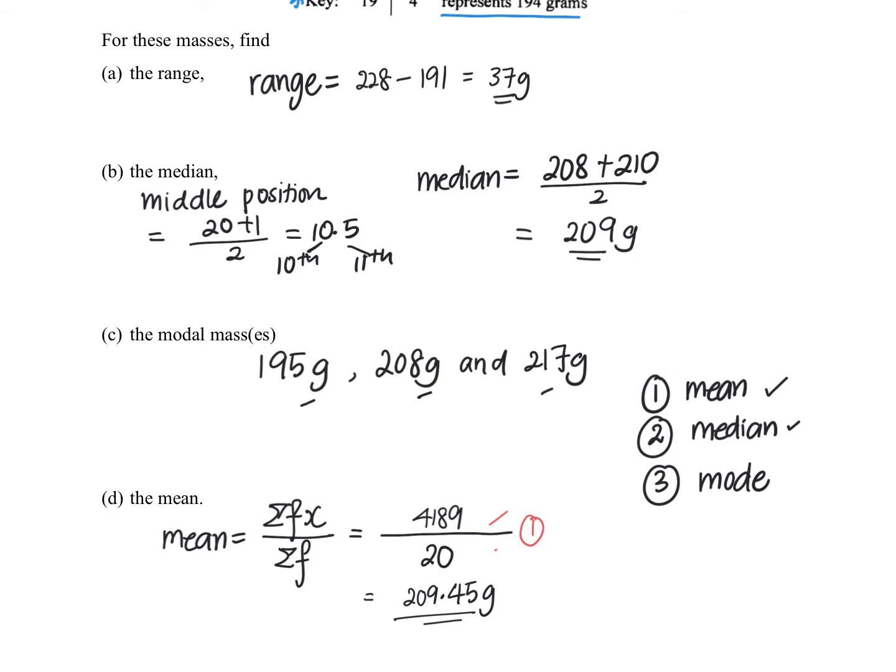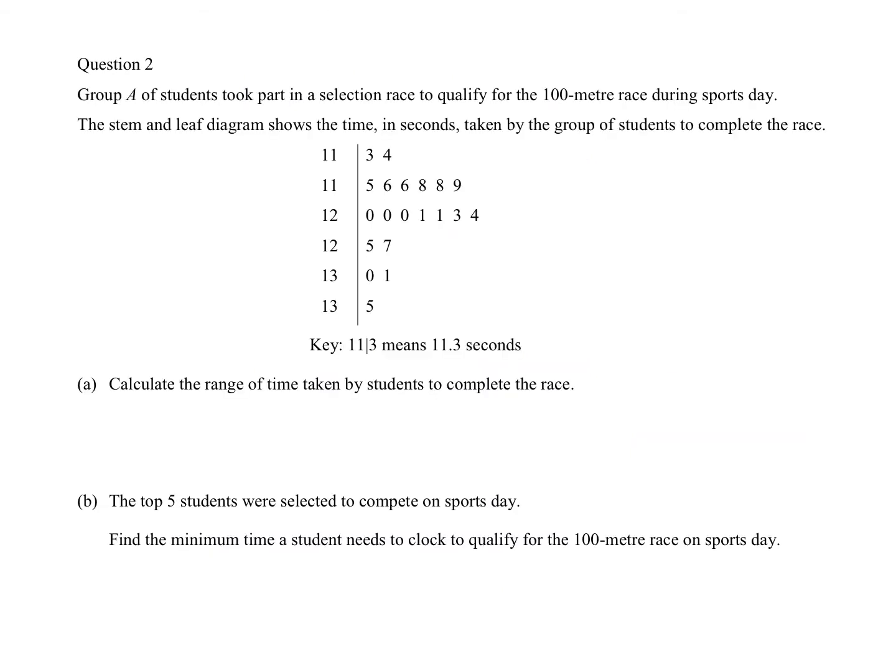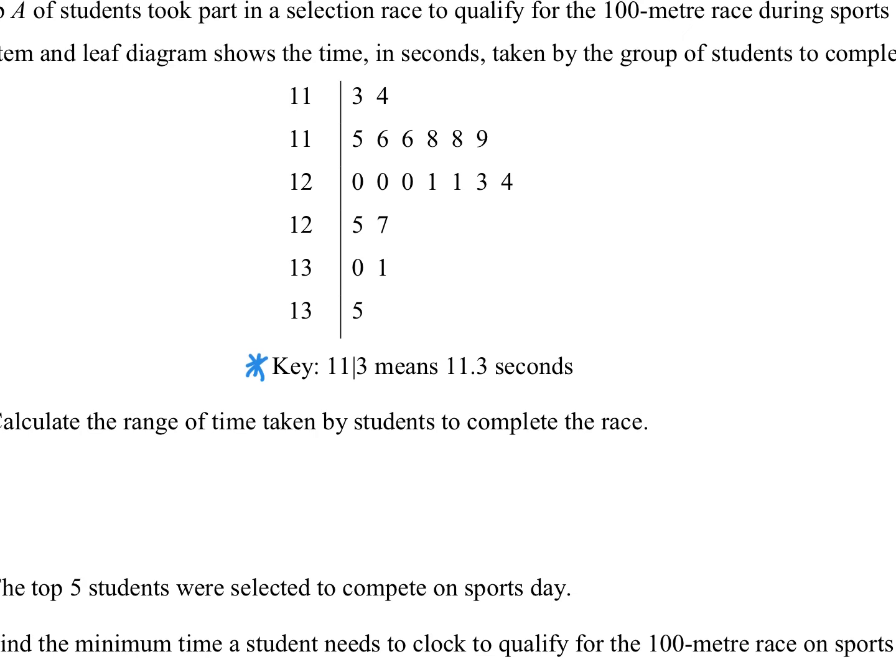Now we should move on to look at the next case. Question number 2. A group of students took part in a selection race to qualify for a 100-meter race during sports day. The stem and leaf diagram below shows the time in seconds, taken by a group of students to complete the race. Now, first thing to take note, look at the key. We have our key down here. What does this mean? 11|3 actually represents 11.3 seconds. So this is what we mean by looking at the key itself. Sometimes it can have different representations, not always going to be 113.